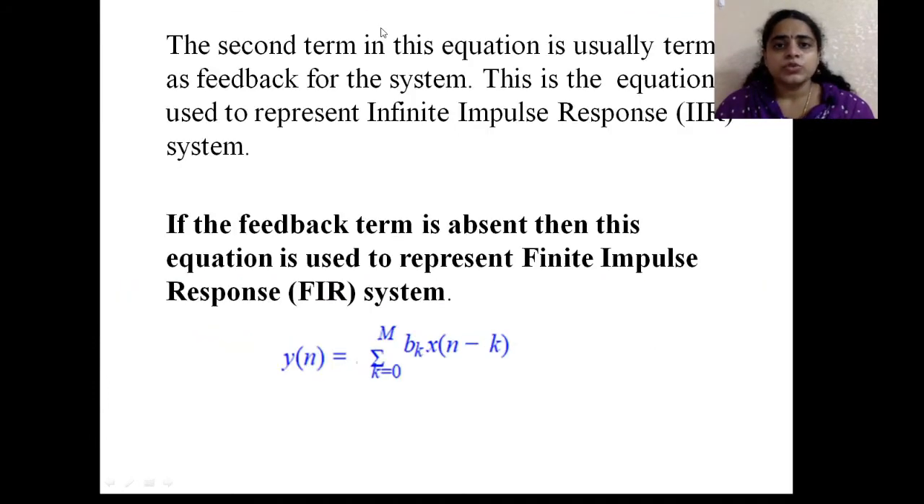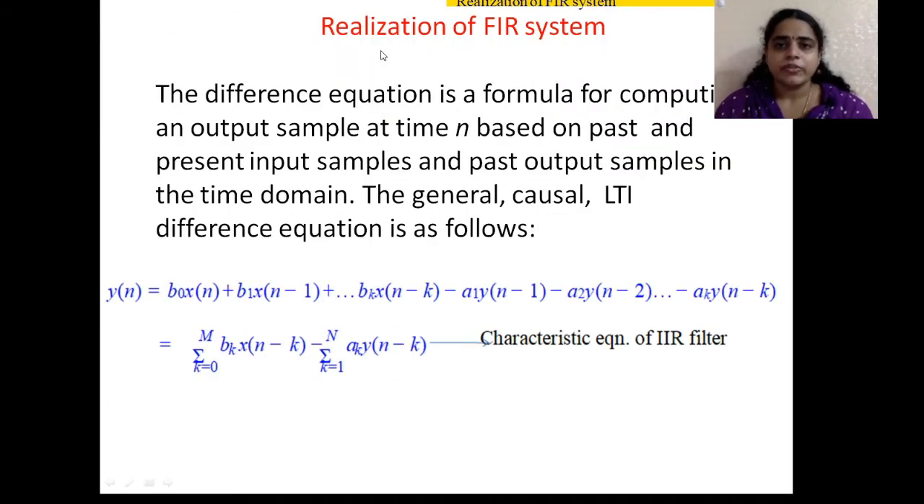Now let us move to the realization of FIR systems. So we know that there are 4 types of realizations of FIR systems. They are direct form, cascade form, lattice form and frequency sampling structures. Those are the 4 types or 4 structures of FIR systems.